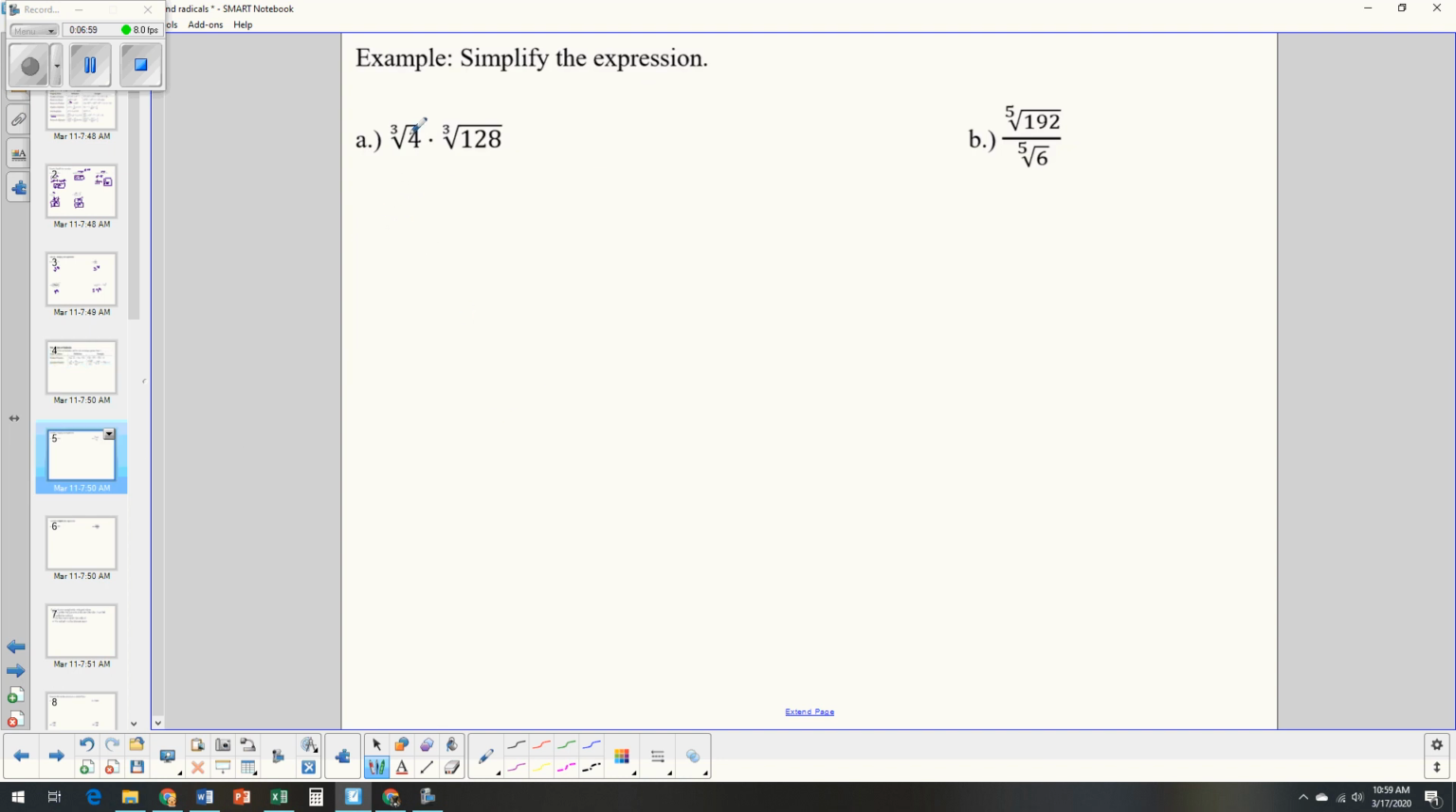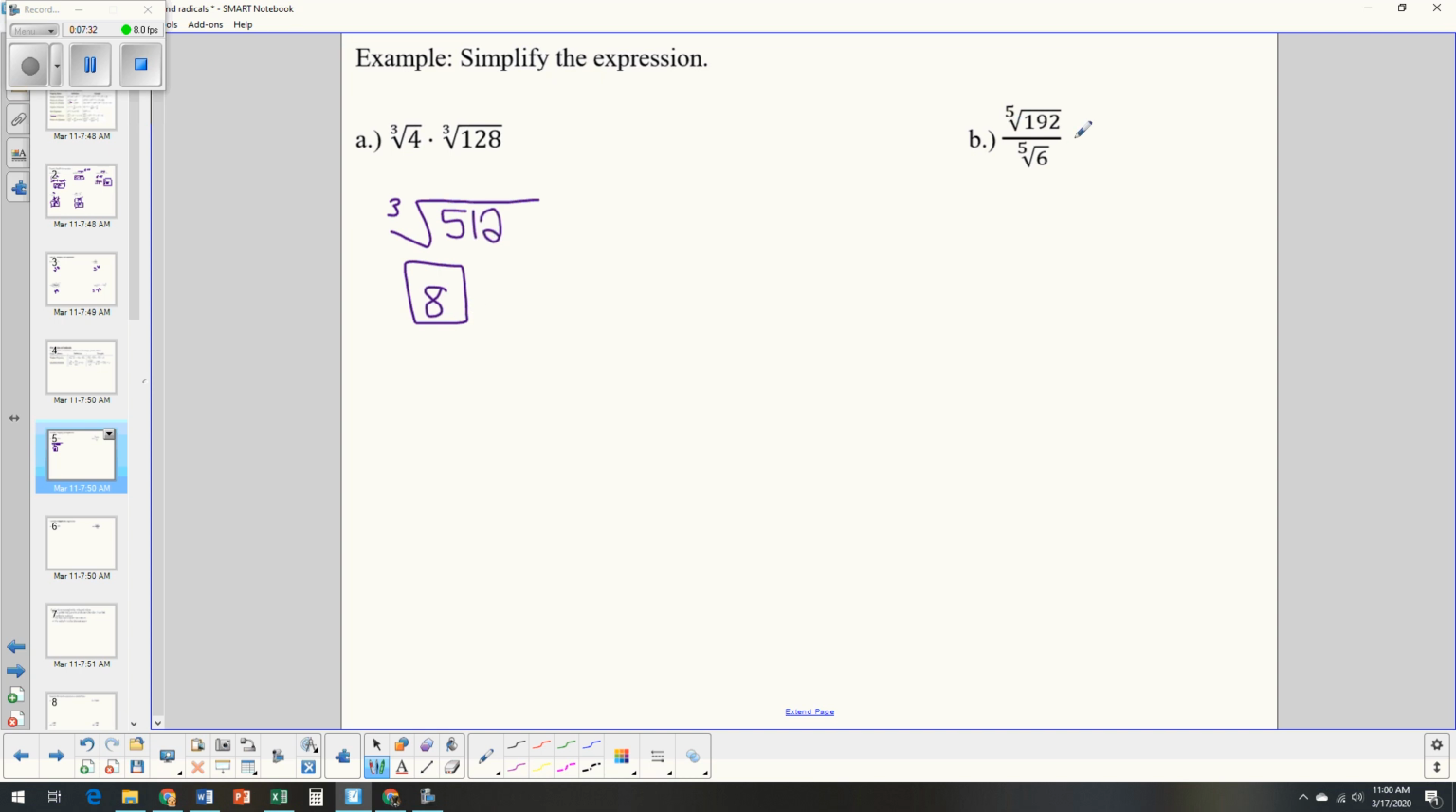In this example, we have the cube root of 4 and the cube root of 128. Since they're both the same root, I'm going to multiply them. I'm going to get the cube root of 4 times 128, and when I do that, I get 512. If you look at that green sheet we had with all the different popular cube roots, 512 was on that list. 512 is really 8 to the third power, so this simplifies to just become 8.